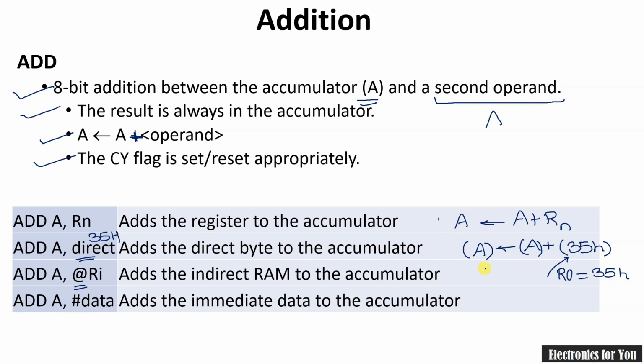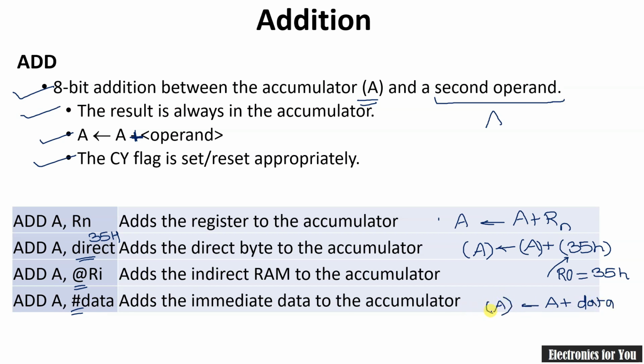This is the indirect addressing mode. The last one is ADD A, #data. Hash indicates the immediate addressing mode. Data may be any number from 0 to 255 in decimal or 00H to FFH in hexadecimal, and therefore ADD A, #data indicates that some 8-bit data is added and then the result is stored in the accumulator.